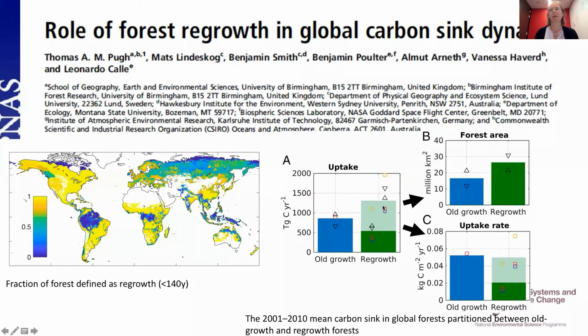Taking into account the similar sink strengths per unit area of old growth versus regrowth forests and the larger forest area of regrowth forests, in the end, the regrowth forests contribute more uptake per year to the land carbon sink than the old growth forests. And that's really emphasising, I suppose, that even regrowing forests, so not pristine forests, are contributing strongly to land carbon uptake and should be protected.